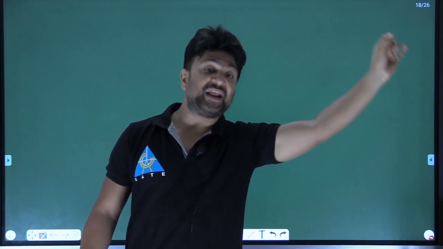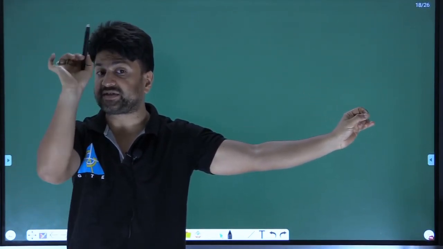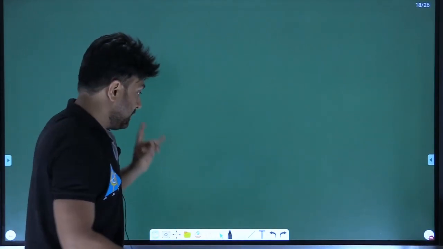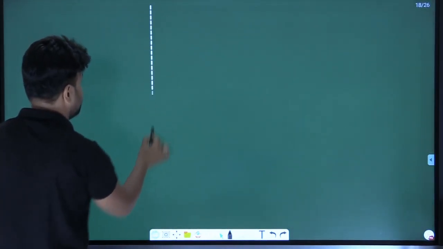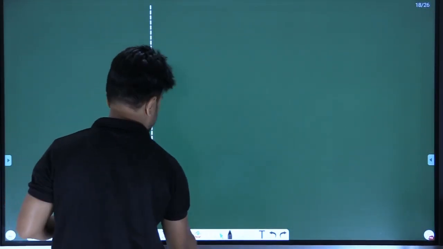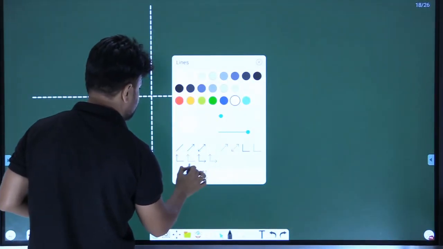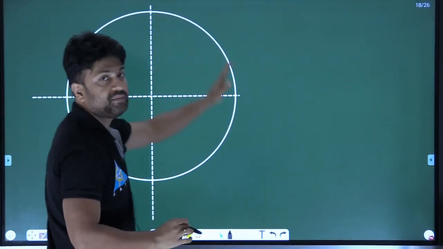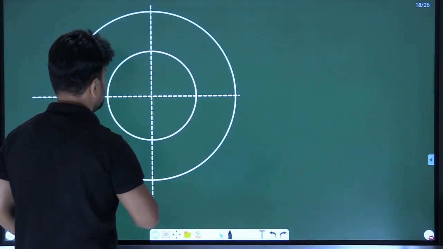Here you are not moving the tool from the periphery to the center of the workpiece. Please remember what I am saying. Let me show you what you are going to do. This is the outer diameter of 200 mm and this is the inner diameter of what?